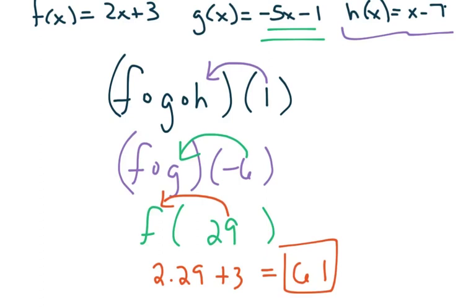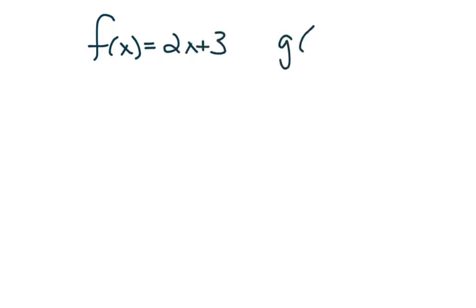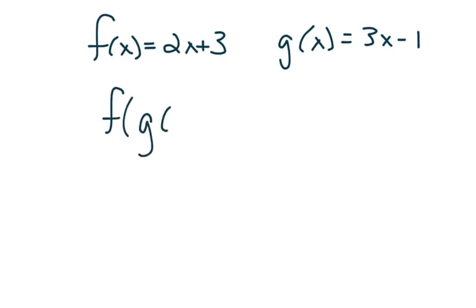Now let's make this a tad bit harder. Let's say f of x is 2x plus 3, and g of x is 3x minus 1. What if I just say, find f of g of x, and I don't give you a number?